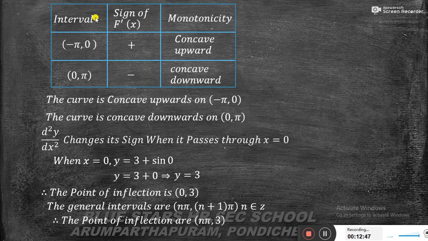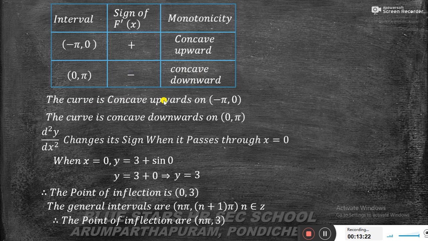Now I make a table with columns: interval, sign of f double dash of x, and concavity. The intervals are minus pi comma 0 and 0 comma pi. Now I substitute any number from the interval minus pi comma 0, and I get the plus sign in the answer. A plus sign means concave upward. For 0 comma pi, I substitute, suppose, x equal to 30 degrees or 45 degrees in f double dash of x, and I get the minus sign in the answer, so concave downward.